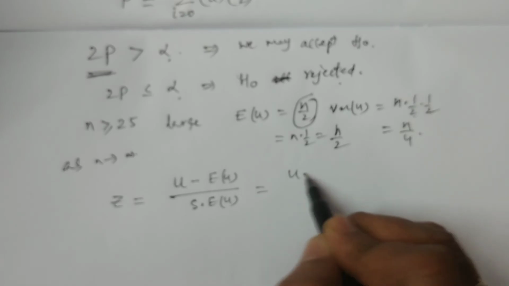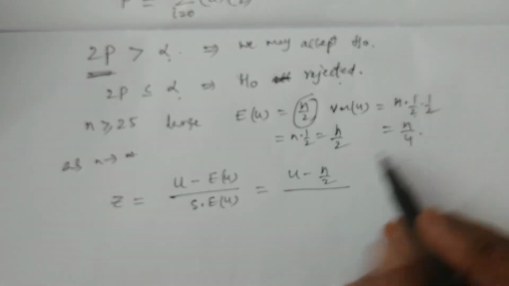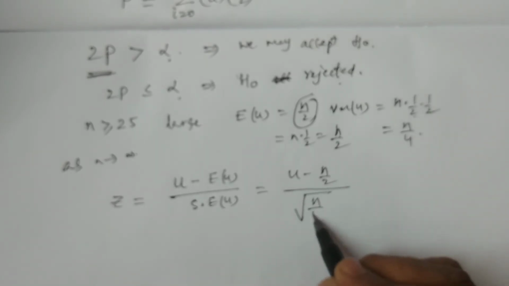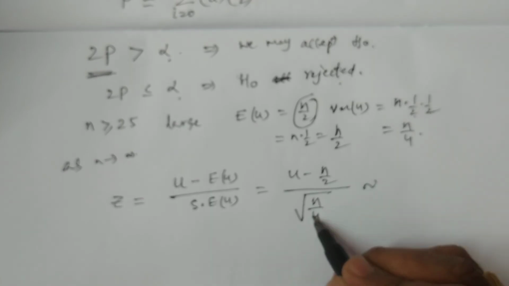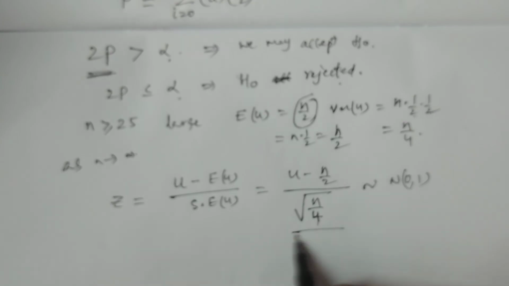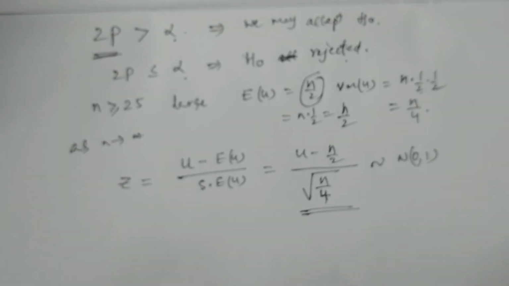That is u minus n by 2, since expectation of u is n by 2, divided by the standard error of u, which is the square root of n by 4. This follows N(0,1). So this is the test statistic. Based on the normal distribution, we do the remaining test procedure.